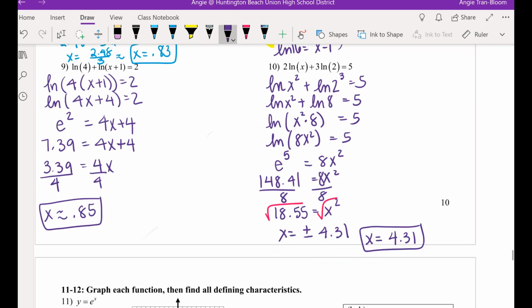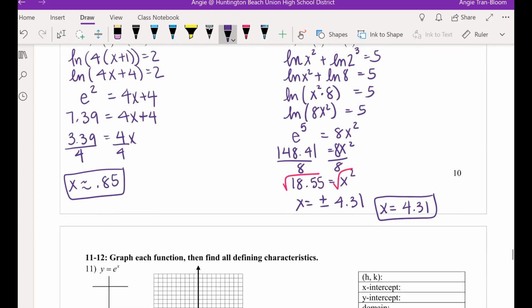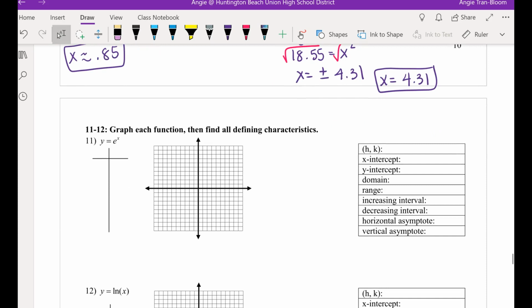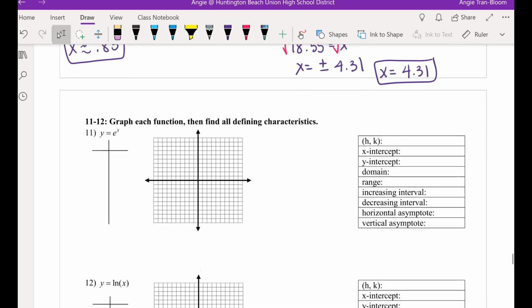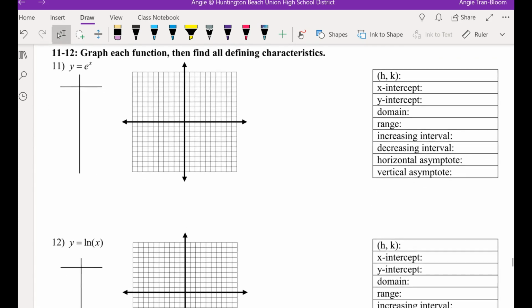Okay. All right, graphing. Class, graphing is the same thing. All of the transformations are the same, except now you're just learning a new number. Called what? What's a new number called? E, right? 2.718. Okay. Graph each function, then find all the stuff that we normally find. So we're going to make a table, x and y. We will pick -2, -1, 0, 1, and 2.